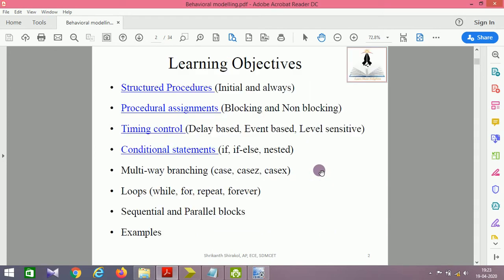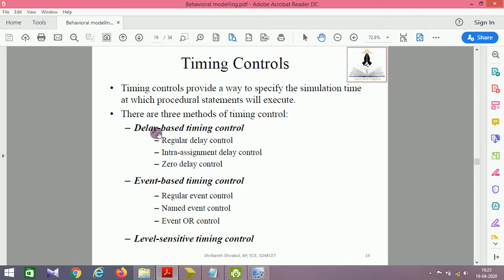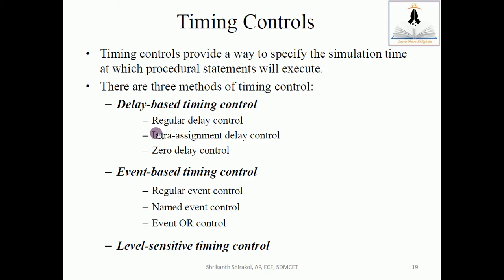Yesterday, in previous sessions, we covered timing control, delay-based timing control. Now we'll focus on event-based timing control and level-sensitive timing control. In the previous session, we covered regular delay control, intra-assignment delay control, and zero delay control. Now, event-based timing control is again divided into three classes: regular event control, named event control, and event or control.